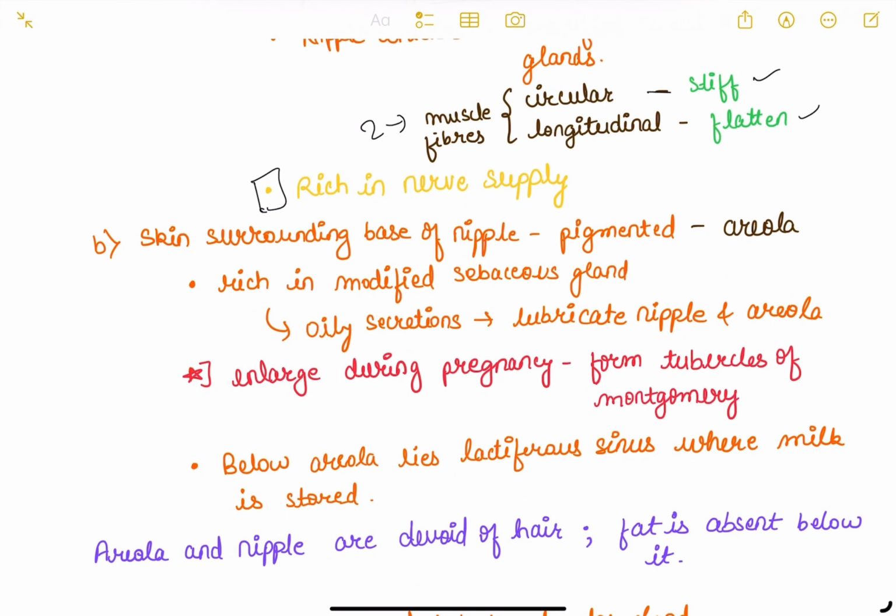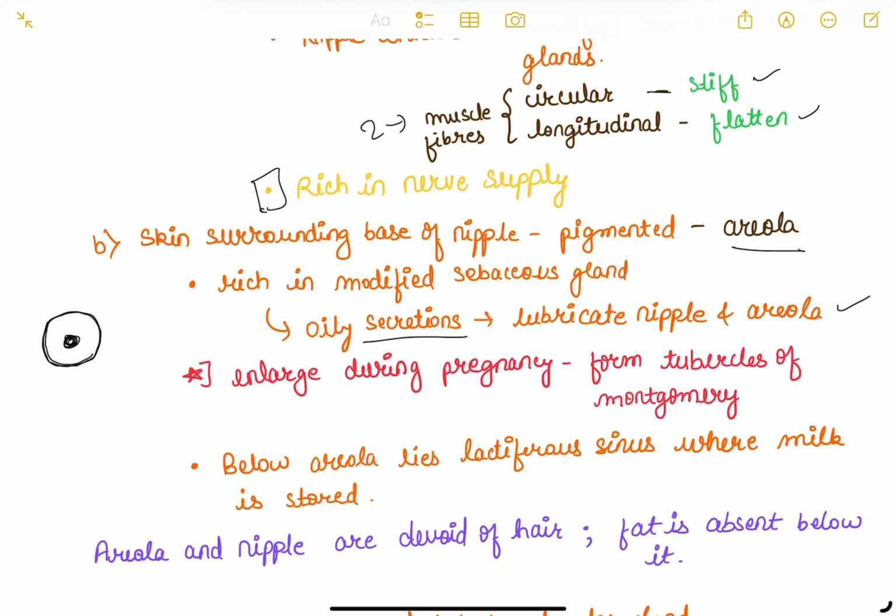Then the skin, we all know that if this is the nipple, then there is going to be skin around it which seems darker, which is pigmented, and this is called as the areola. So the areola is rich in modified sebaceous glands. These glands contain some oily secretions. They are going to secrete, and they are important for the lubrication of nipples and areola.